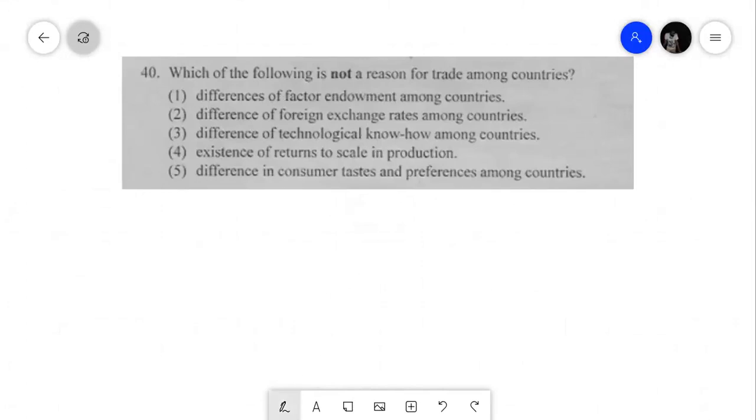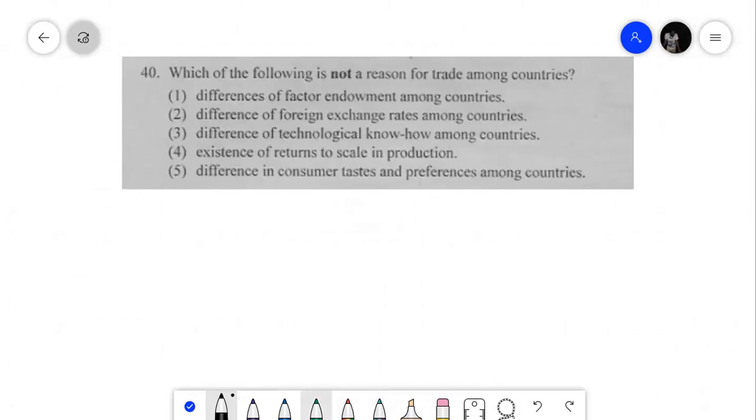Differences of factor endowment, that is a reason, guys. If you have different factor endowments, that could be a reason, right? What do you think? The others, 1, 2, 3. Okay, this is a reason. We are finding what is not a reason. So how do we find out? 1, 2, 3, 4, 5.